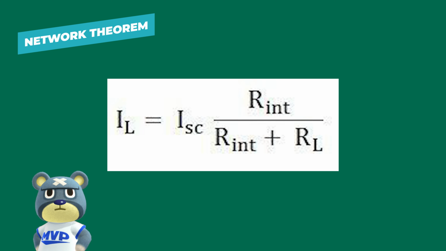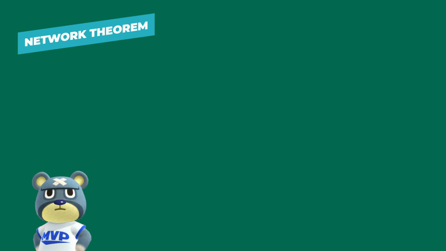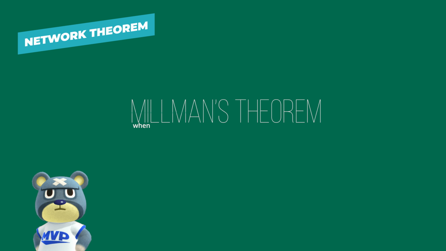And finally, the load current IL is calculated by this equation, where IL is the load current, ISC is the short circuit current, RINT is the internal resistance of the circuit, and RL is the load resistance of the circuit. Next is the Millman theorem.